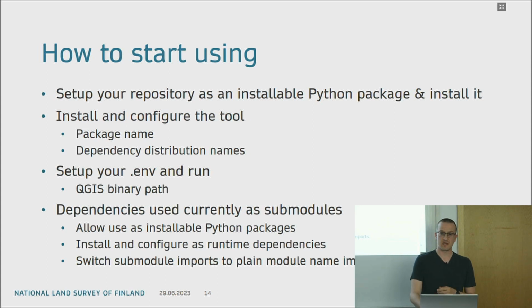And if you have dependencies as submodules currently, you could allow use of those as Python packages. You can do that even without changing the actual submodule code in that step. We actually did the change to the QGIS plugin tools repository, which was a submodule before this implementation. And then you install your runtime dependencies, in the same environment, and you switch your submodule imports to the plain module name imports from the environment.